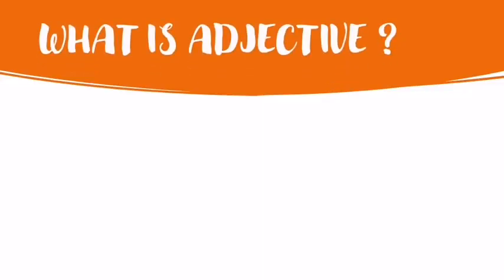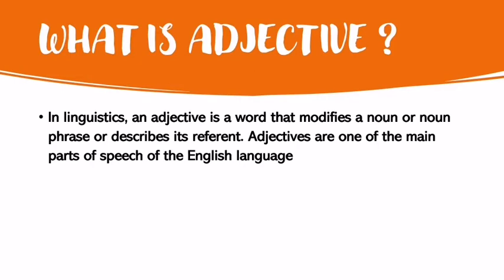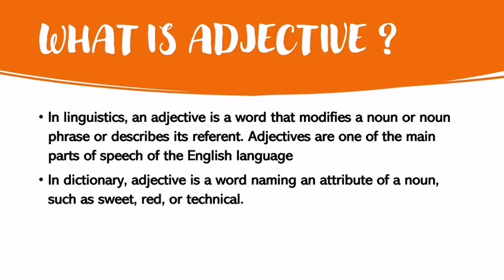Okay, what is adjective? As we know, in linguistics, an adjective is a word that modifies a noun or noun phrase and describes its reference. Adjectives are one of the main parts of speech of the English language. In the dictionary, an adjective is a word naming an attribute of a noun, such as sweet, red, or technical.